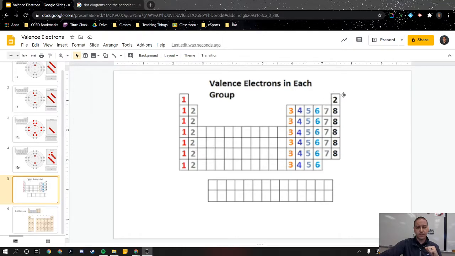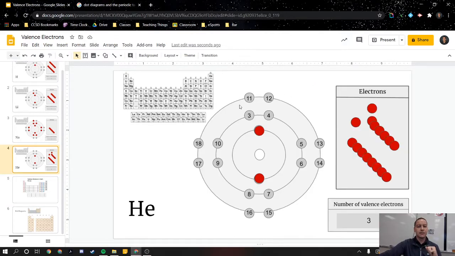Now you may be wondering, why is this 2 up here in the right hand corner if 18 is supposed to have 8 valence electrons? So let's look at what that element is. If we look at our periodic table, the very top right element is helium. Helium has an atomic number of 2. So if I put 2 electrons, because there are 2 protons on this atom, there's obviously not 8.